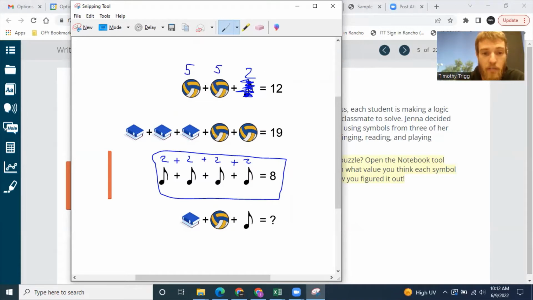Now that we know the value of the volleyballs, we can replace these 2 volleyballs with 5. Again, we could use substitution to replace a variable with a value that we know it equals. In this case, we know the volleyball variable equals 5. So I could replace each of those volleyballs with 5. Here we have a book plus a book plus a book plus 10, essentially, equals 19. That means each of these books is 3, right? Because 3 plus 3 plus 3 plus 5 is 19.